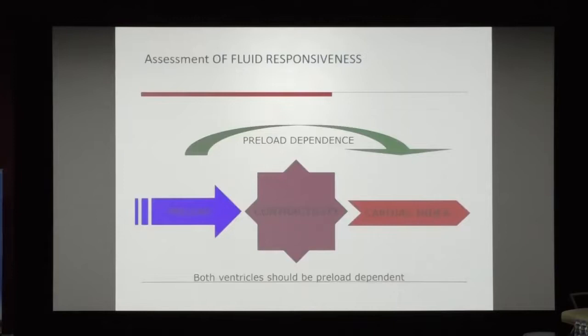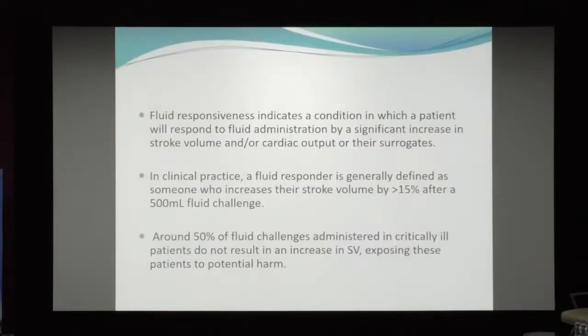So how to assess fluid responsiveness? This is an in-detail topic. Next, my colleague is going to detail it, but we need to know about preload dependence: both ventricles should be in a preload dependent place, and when you give a fluid the contractility should be good, then only can we achieve the increase in cardiac index in response to the fluid. So when do we say patients are fluid responsive? If you give a 500 ml fluid challenge, the cardiac index should increase by more than 15%. Then only can we say the person is fluid responsive.